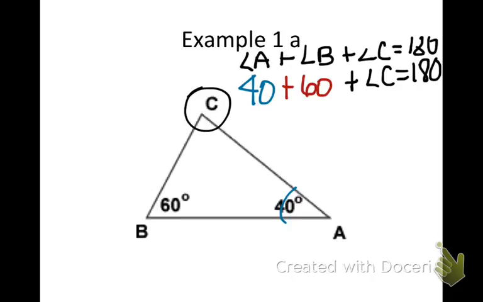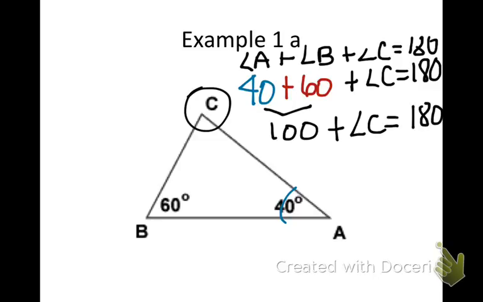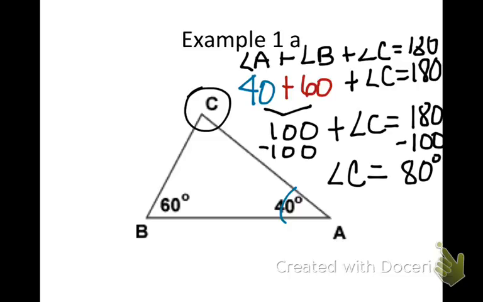So I'm going to use my algebra. I'm going to combine like terms. So I'm going to combine my numbers first. So I have 100 plus angle C equals 180. Still combining like terms, so I need to get the 100 to the other side, so do the opposite. So it's a positive 100, so I'm going to subtract 100. Whatever I do to one side, I have to do the other side. So I'll subtract my 100 from the other side. Therefore, I know angle C must equal 80 degrees.